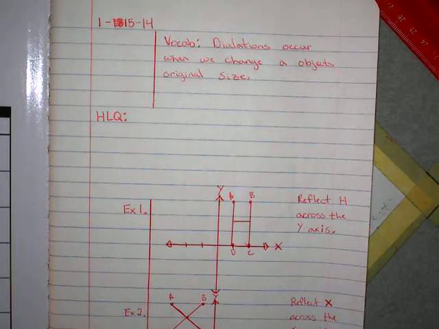A dilation occurs when we change the object's original size. Okay? We can make it big, we can make it small. A dilation means to change in size. Now, our HOQ, the question I want you to be able to answer at the end of the day, is not going to require a whole lot of thought, but I do want a good explanation.